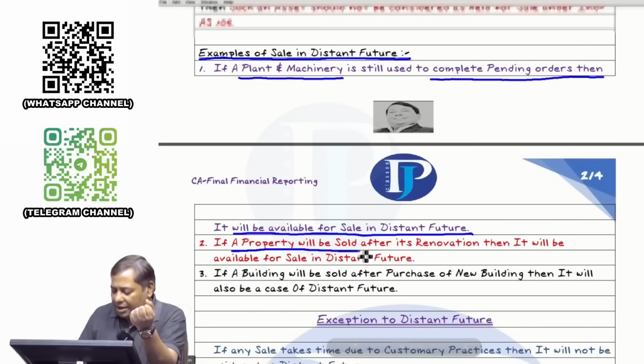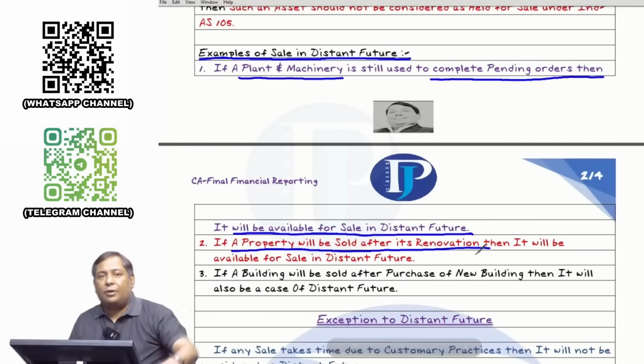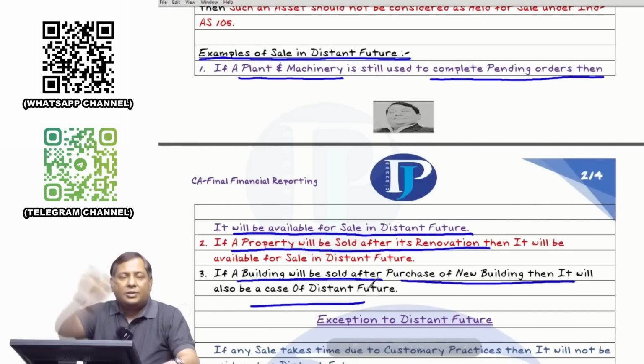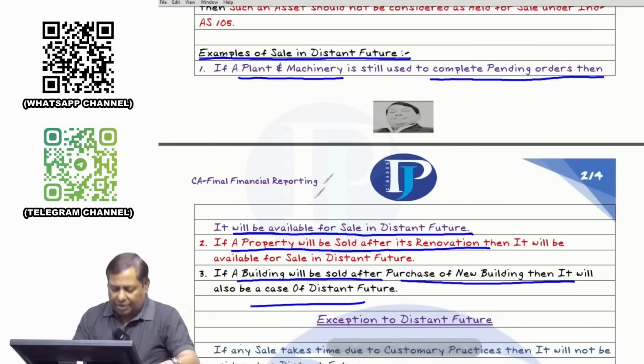You have a property, you will sell it after renovation. So this will also be available for sale in the distant future. You have a building, you will sell it when you shift to the new building. This will also be available in the distant future. It can't be brought to 105 yet. So you shouldn't have any excuse.